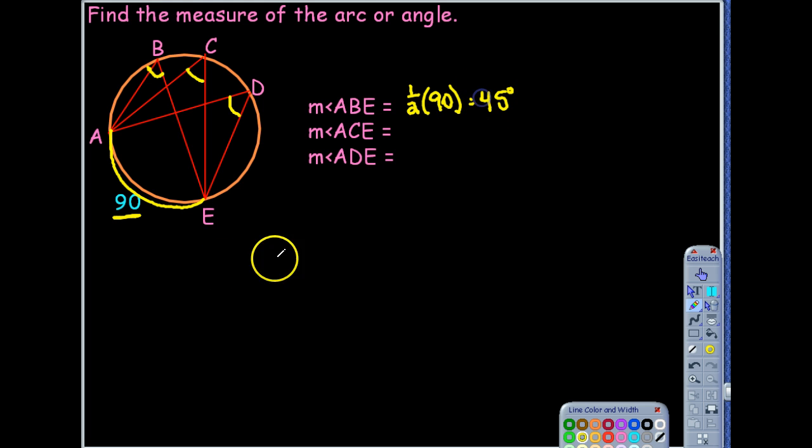Now I'm looking at the next angles that we are asked to find. They all intercept the same arc. And we learned a theorem that if inscribed angles intercept the same arc, then they're congruent. So that means angle ACE is 45, because I could do another half of 90, and it's going to be the same thing. So 45 degrees as well. Awesome.